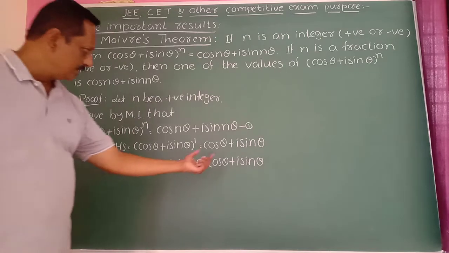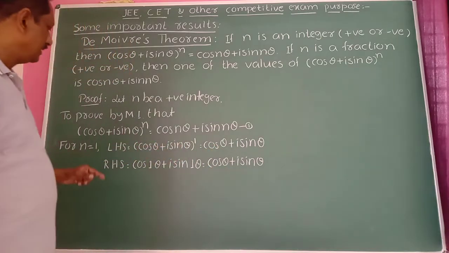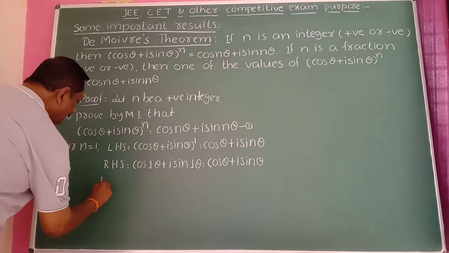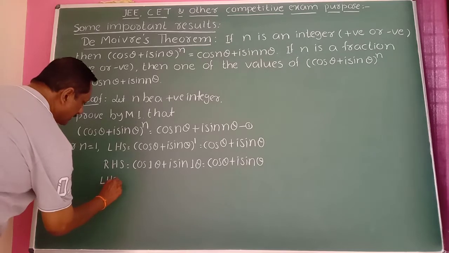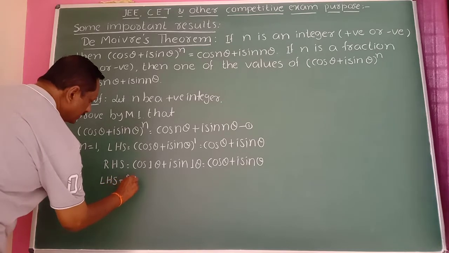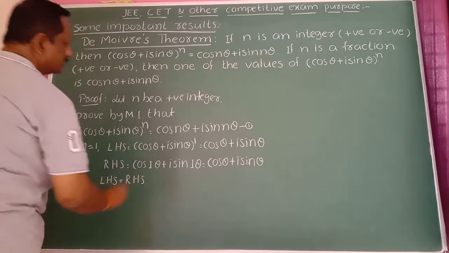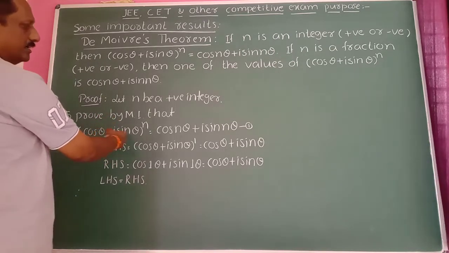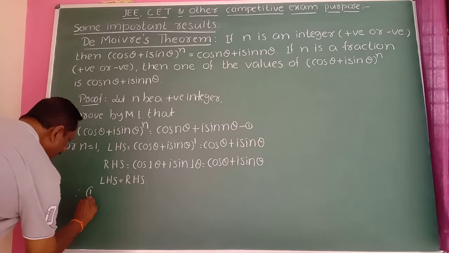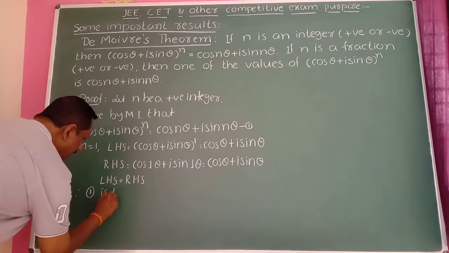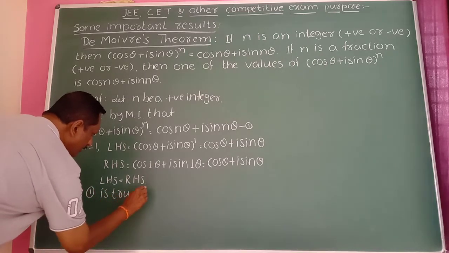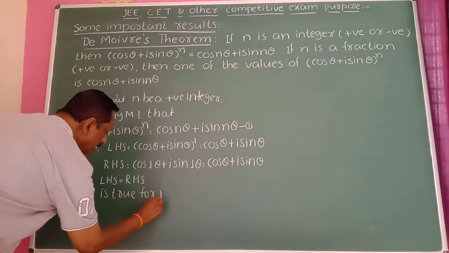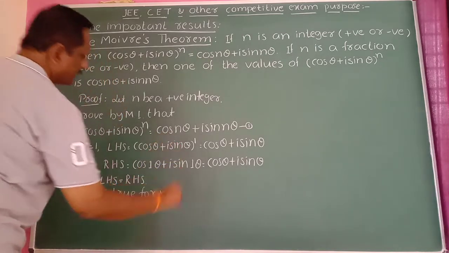You just observe here, both are equal. For n is equal to 1, we can write LHS is equal to RHS. Therefore, result 1 is true for n is equal to 1.